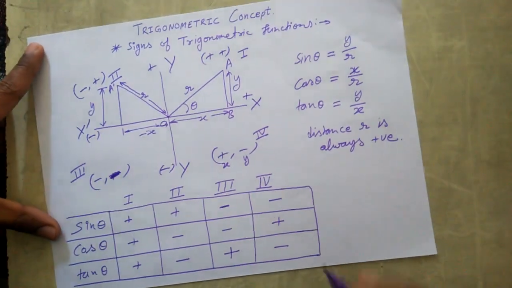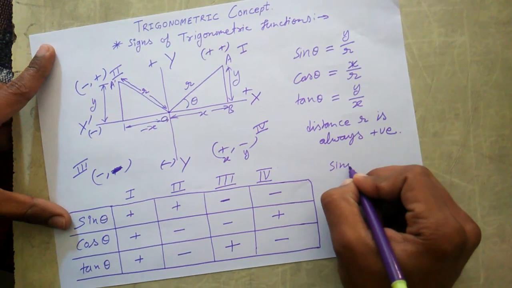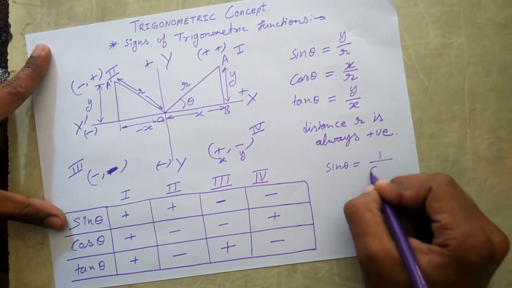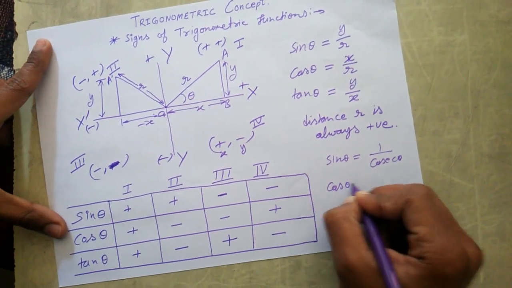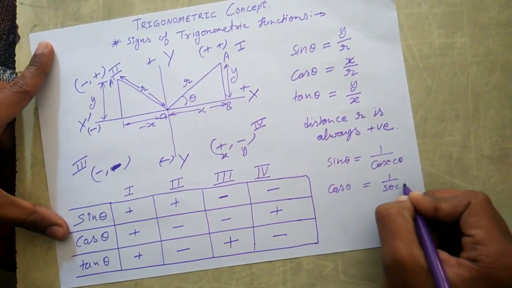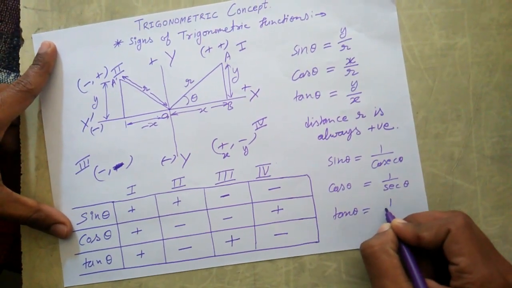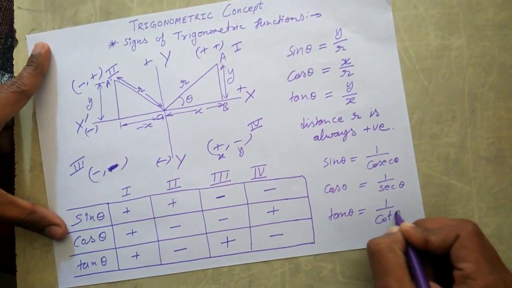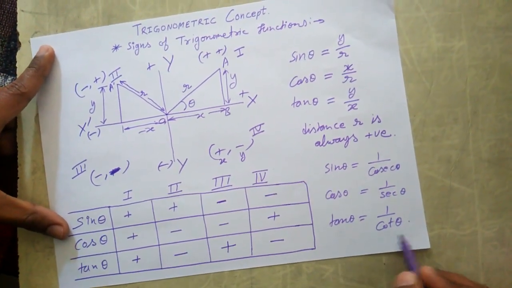You can do it another way. Similarly, sin theta is 1 by cosecant theta, and cos theta is 1 by secant theta, and tangent theta is 1 by cotangent theta. So you can check cosecant theta, secant theta, and cotangent theta in all the quadrants as well.